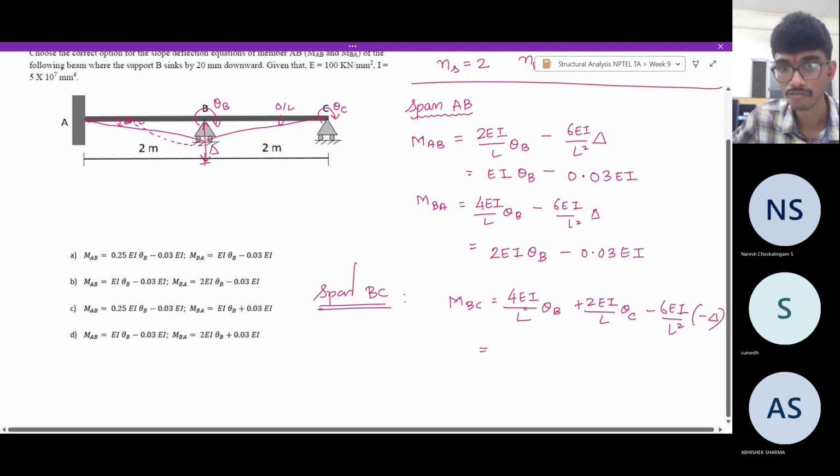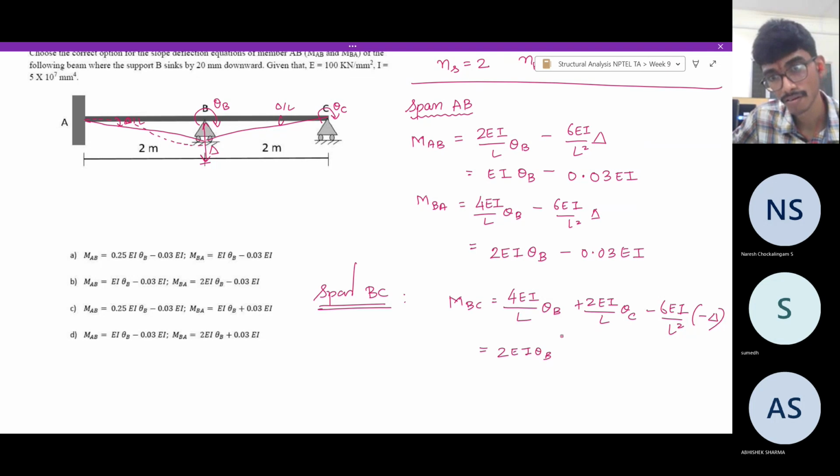So how much is that? 4 EI by L is nothing but 2 EI theta B plus EI theta C minus 6 EI by L square delta. We already have the value. It is the same span, so it is plus 0.03 EI.